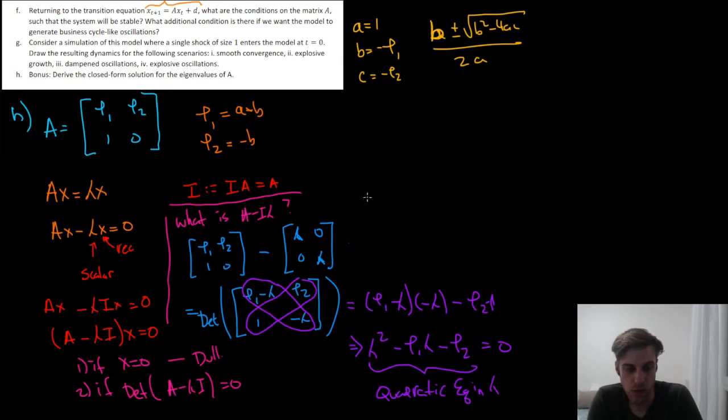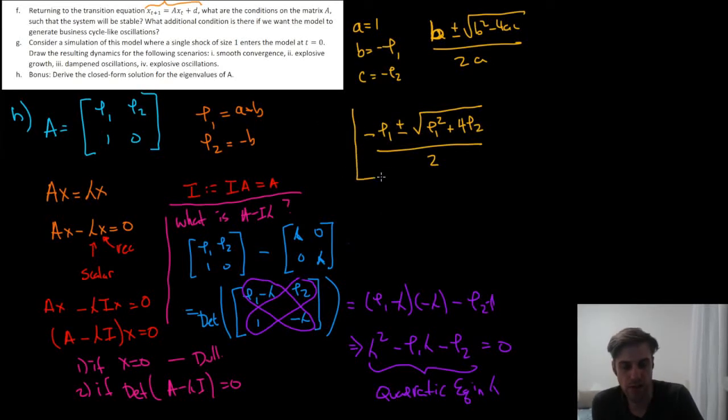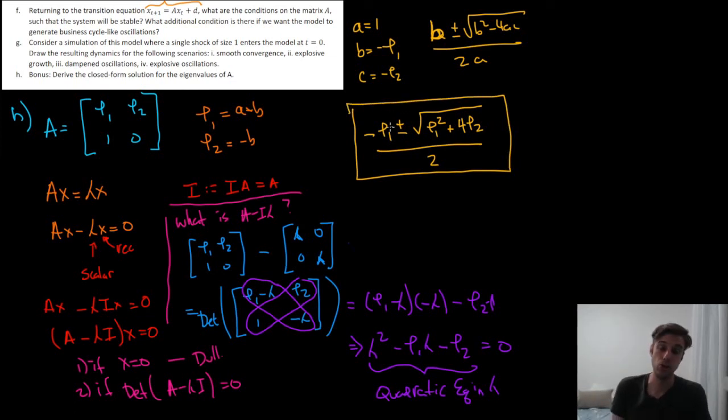Okay, and so now we plug this in. We're going to get B is minus rho 1 plus or minus the square root of B squared, which is going to be rho 1 squared, minus 4AC, which is plus 4 rho 2, all over 2. Done. Okay, so this is your answer. These are the eigenvalues for the matrix A. There are two. You see there are two solutions, one for the plus branch and one for the minus branch.